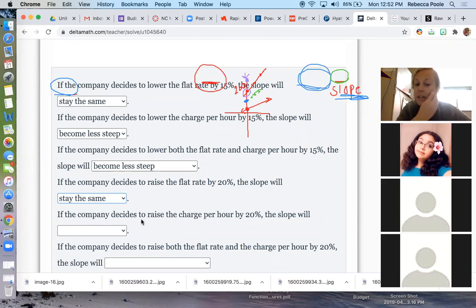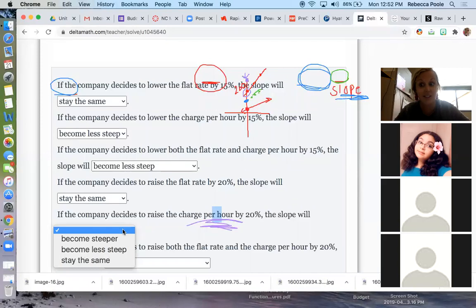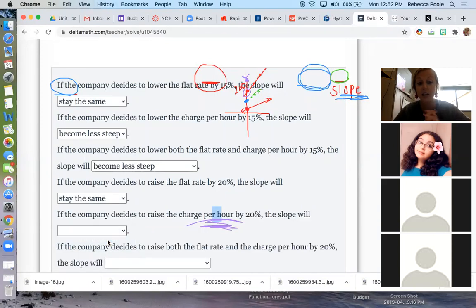All right, if the company decides to raise the charge per hour, let's remember charge per hour, that is my what? Slope. Good. So if we raise the slope, is it going to become steeper or flatter? Steeper. It becomes steeper if we raise the charge per hour.